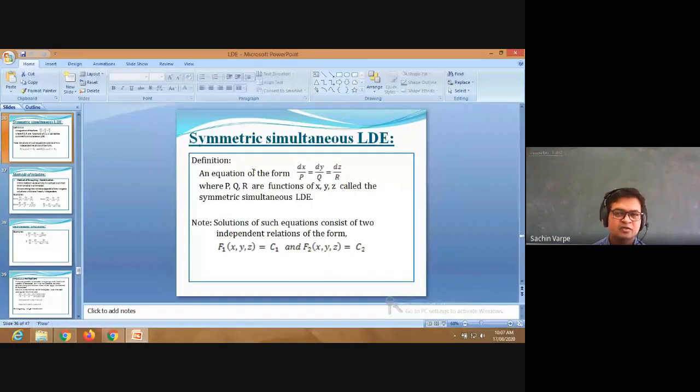Then to find the second solution, again we consider the other two ratios such that the third variable is eliminated, isn't it? We cannot consider the same ratio. So once we eliminate the third variable, we consider its variable separable form and we integrate it, we'll get the solution. Now, the first solution and second solution must be linearly independent.